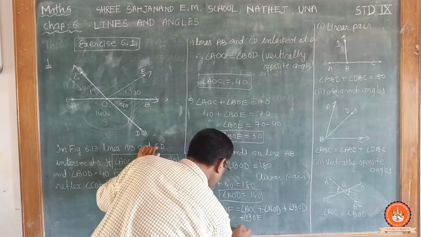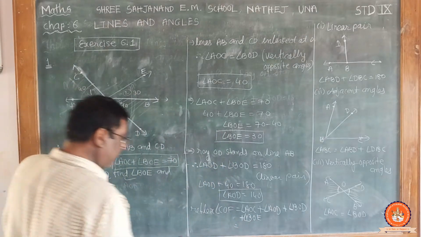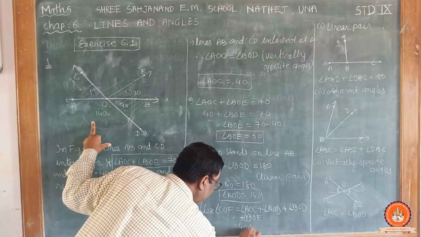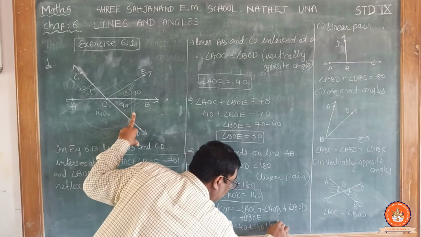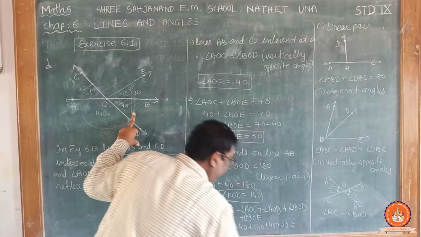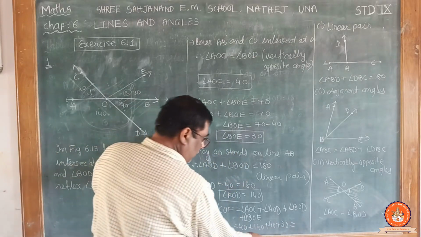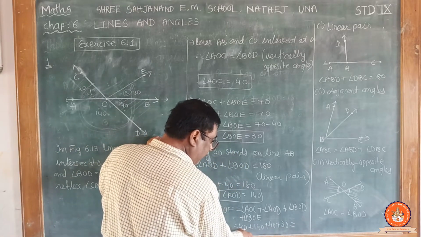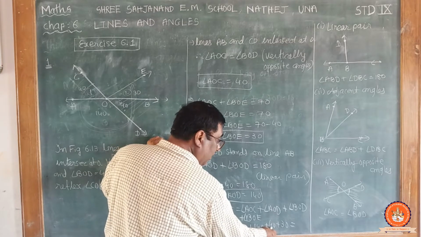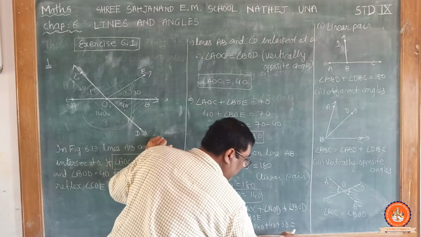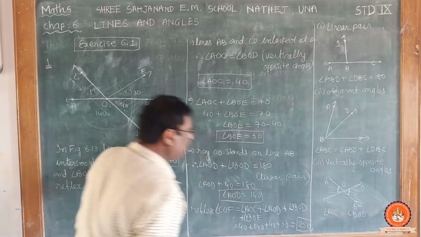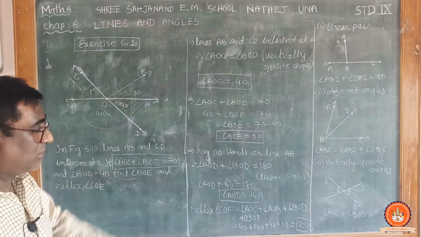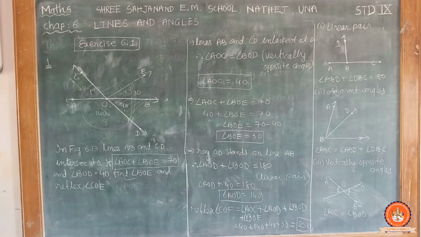Okay, so that is 40 plus 140 plus 40 plus 30, and it equals 140 and 40 is 180, 180 and 40 is 220, and 30 is 250. Okay, so reflex COE measures 250 degrees. Okay, very good.